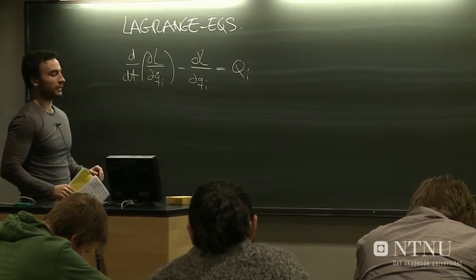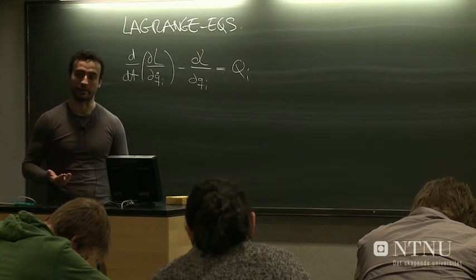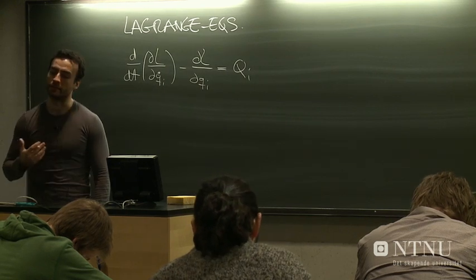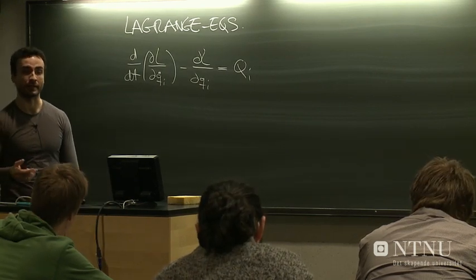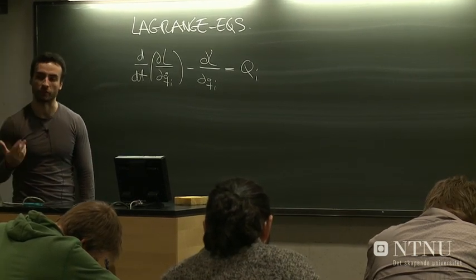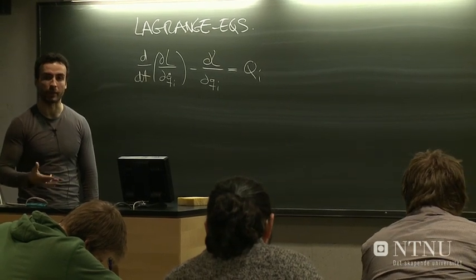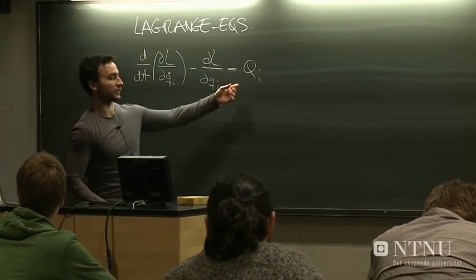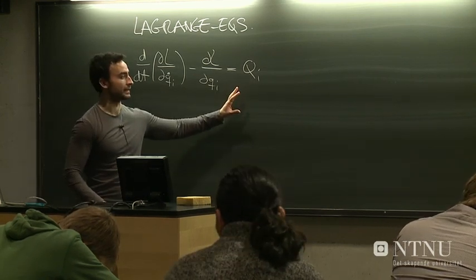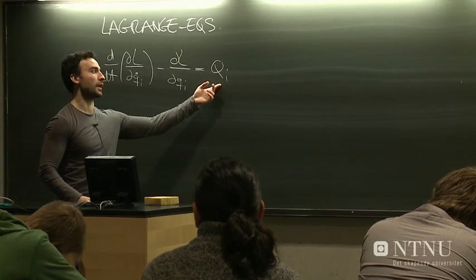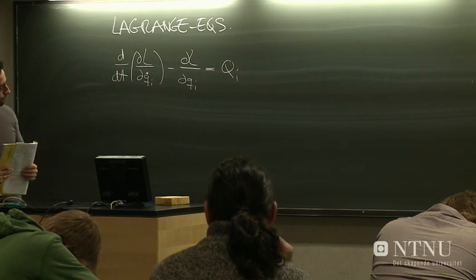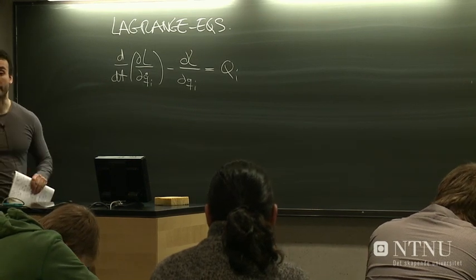This L here contains the kinetic energy and the potential energy, whereas this Qi, when written like this, is a generalized force which cannot be derived from any potential in the system. So we saw that if the system is conservative, so that all the forces may be derived from some potential, then this is just zero. So when we write the Lagrange equation like this, it's implicitly assumed that this Qi contains only the forces that cannot be derived from potentials, such as friction.